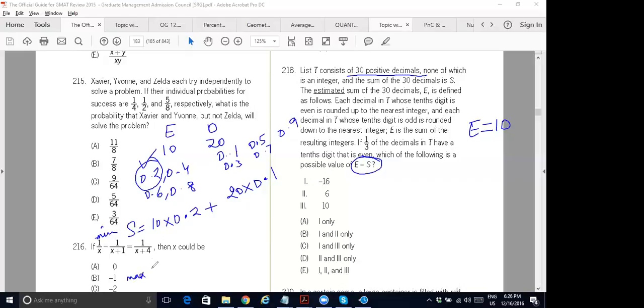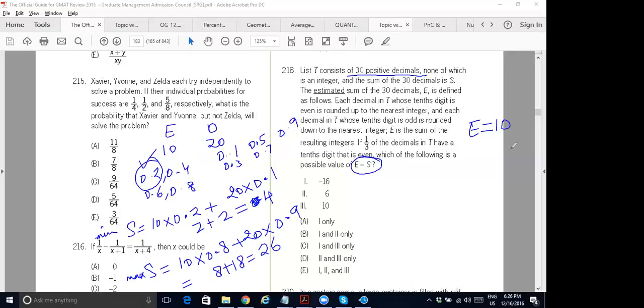And for the maximum value of S, we can consider all even tens to be 0.8, and all 10 odd tens to be 0.9. So for the minimum, this will be 2 and this will also be 2, which means 2 plus 2 is 4. And when we are finding the maximum, it is 8 plus 18, which is 26.